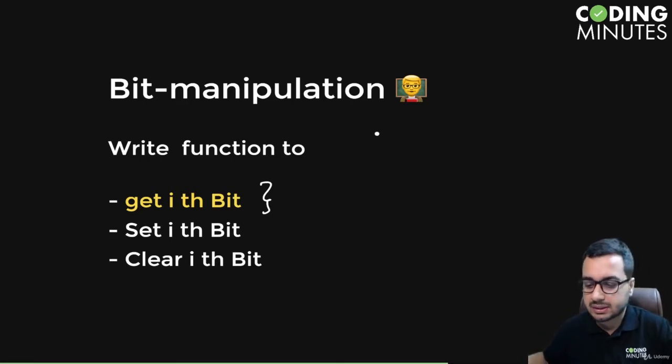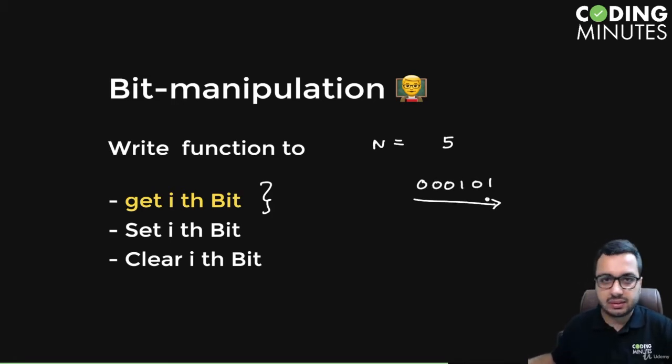For example, let's say the number is 5 and in binary it would look something like this: 00101, and the numbering of bits that I'm going to do is from the right. So this is the 0th bit, this is the first bit, this is the second bit, and so on. If I say give me the second bit, then I'm talking about this bit. I want to check the value of this particular bit.